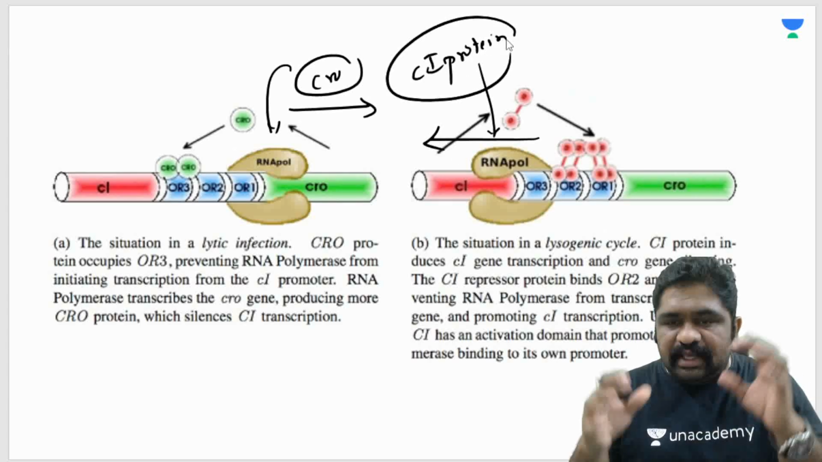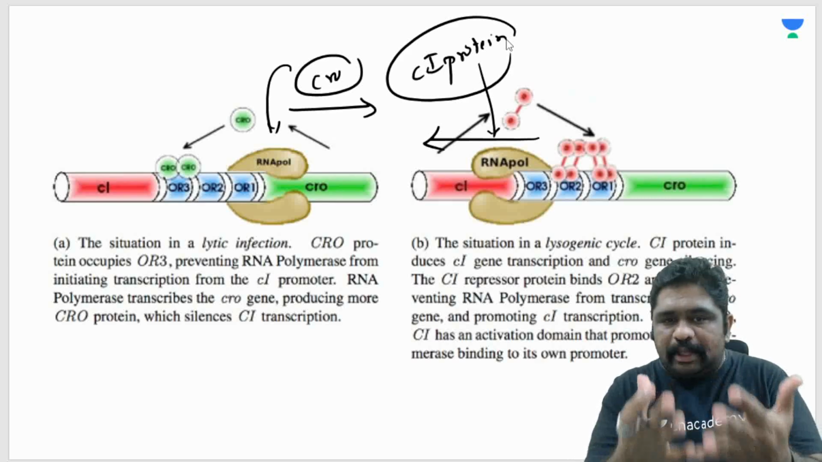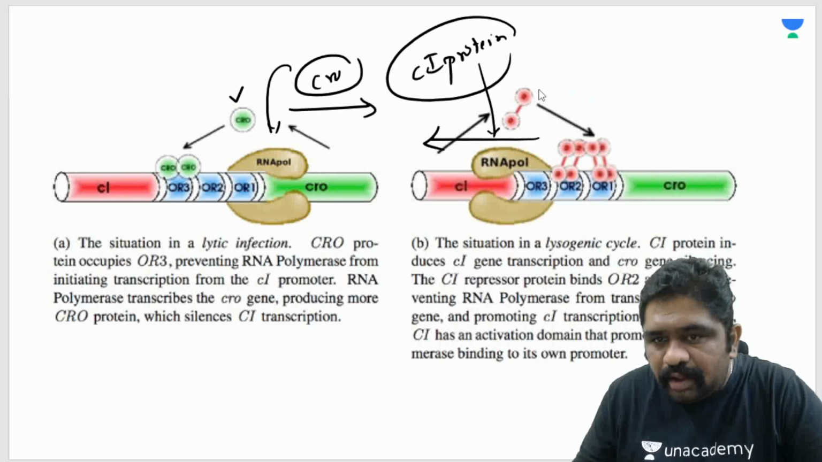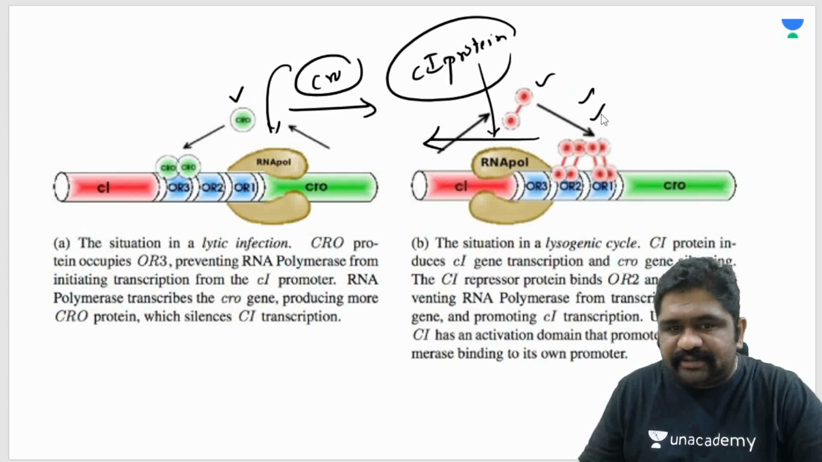And this is being controlled. How am I controlling? Because of the gene area. So look at the CRO proteins here and look at the dimers and tetramers here.